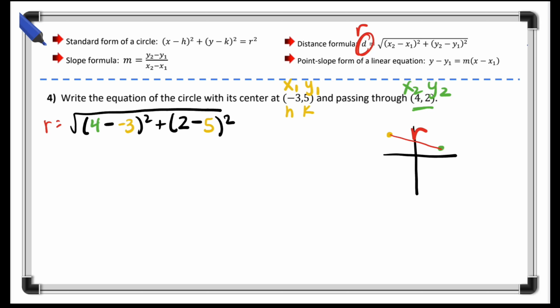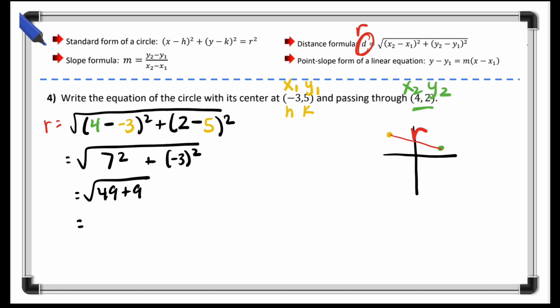So as we simplify this, we are going to get 7 squared plus -3 squared, which will get us 49 plus 9. So that means our radius is the square root of 58.